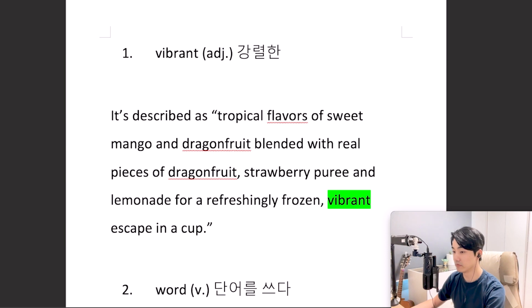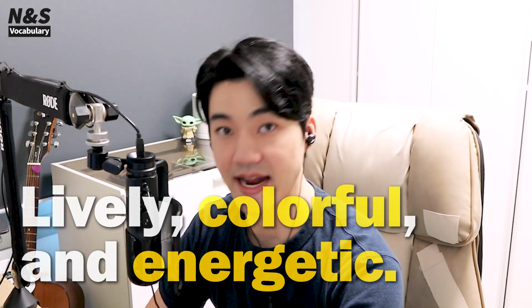Number 1. Vibrant. 어, 강렬한. It's described as tropical flavors of sweet mango and dragon fruit blended with real pieces of dragon fruit, strawberry puree, and lemonade for a refreshingly frozen, vibrant escape in a cup. Vibrant means lively, colorful, and energetic.